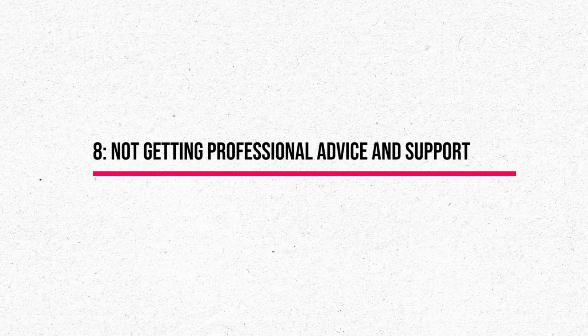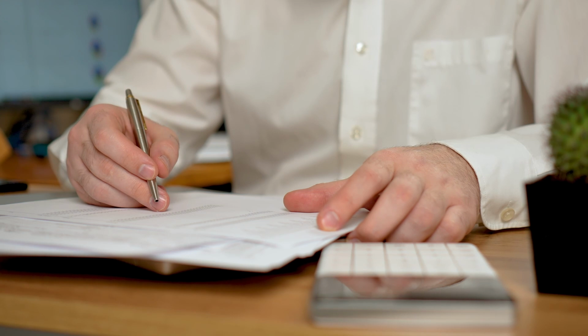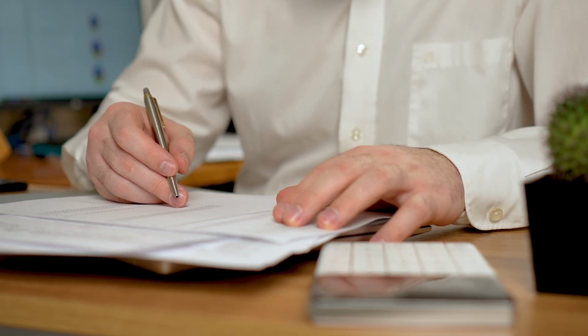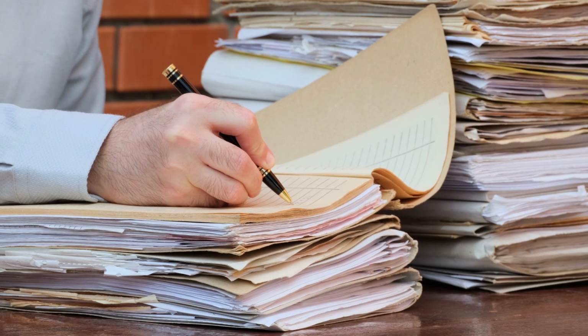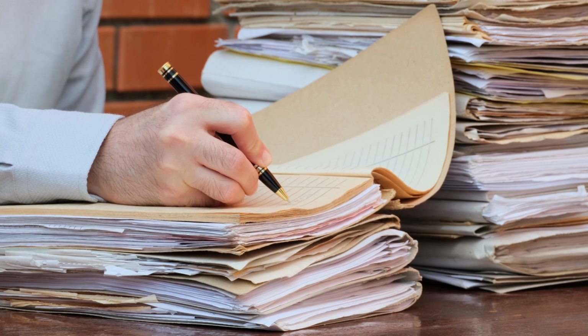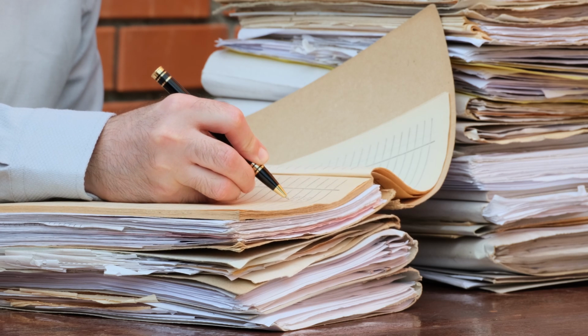8. Not getting professional advice and support. The last and perhaps the biggest blunder that landlords make is not getting professional advice and support from a qualified property accountant. A property accountant can help you save time, money, and stress by taking care of your tax affairs, advising you on the best tax structure, claiming all your expenses and reliefs, planning ahead for capital gains tax, keeping up with tax changes and updates, filing your tax returns correctly and on time, and dealing with HMRC on your behalf. A property accountant can also help you grow your property portfolio, maximize your returns, and achieve your financial goals.